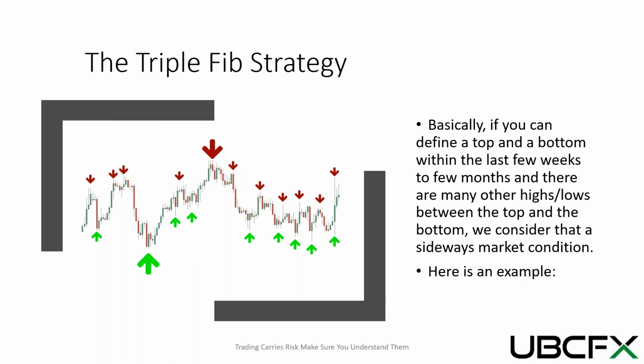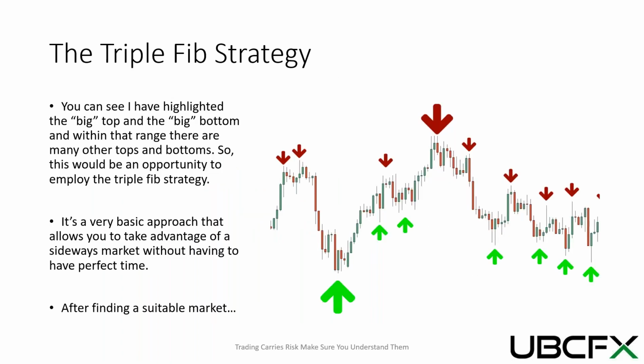So here's an example. You can see I've highlighted the big top and the big bottom, the bigger arrows right here. And within that range, there are many other tops and bottoms. So it's an opportunity to employ the triple fib strategy, a very basic approach that allows you to take advantage of a sideways market without having to have perfect timing.